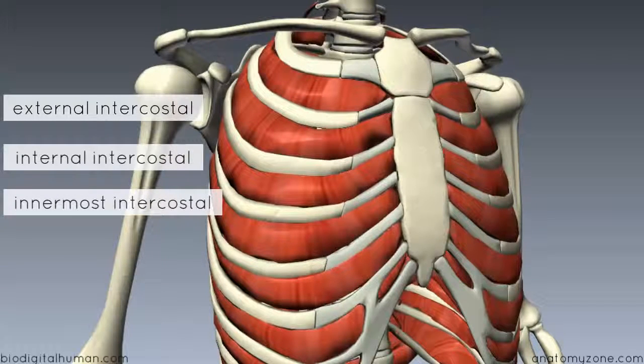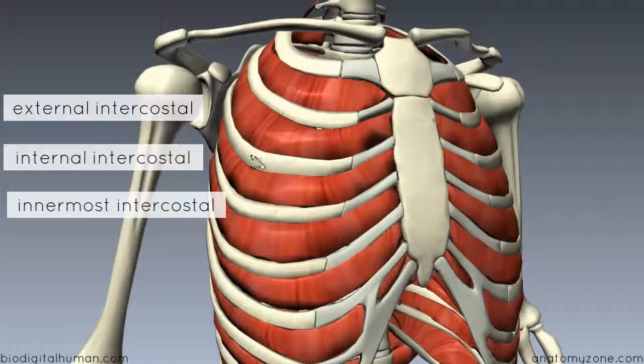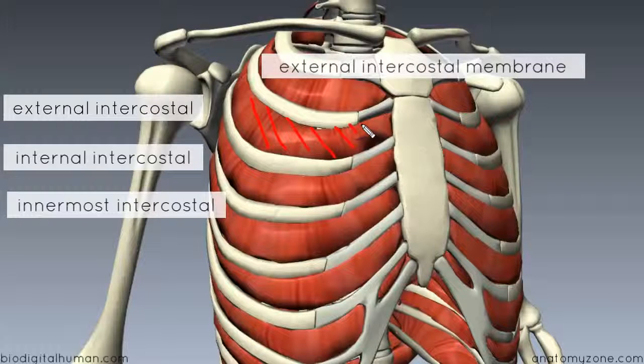It's useful to know the orientation of the muscle fibers of these three layers. The external intercostal muscle has fibers which are oriented inferiorly and medially. The fibers run like this, towards the midline and inferiorly. What's particularly interesting about this muscle is that anteriorly, where it's about to meet the sternum, it doesn't continue as muscle, but it forms an aponeurosis called the external intercostal membrane, and this aponeurosis connects it to the sternum. So it's got a little sheet of aponeurosis called the external intercostal membrane.